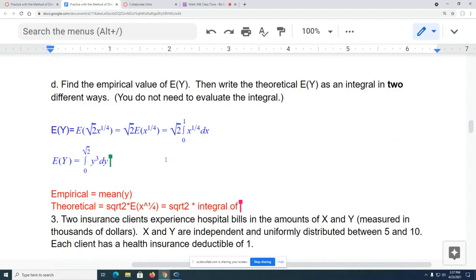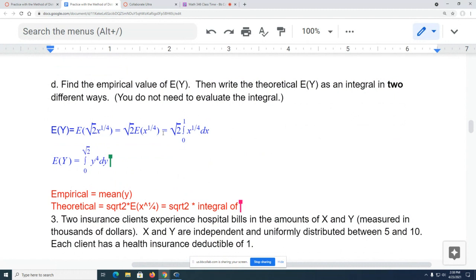All right, yeah, so we have two ways of writing this integral. One is in terms of y: we would take the integral of y times the density function of y. Joe, you would actually want y times y to the third here, dy, and then your endpoints would be the bounds for y, so 0 and square root of 2.